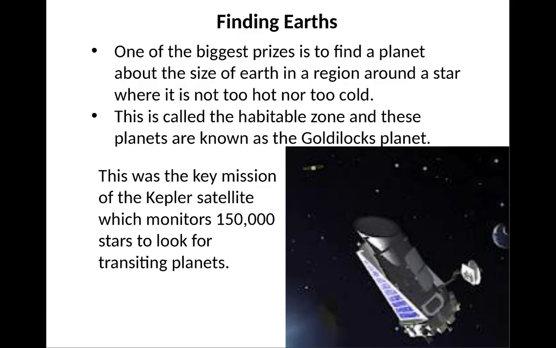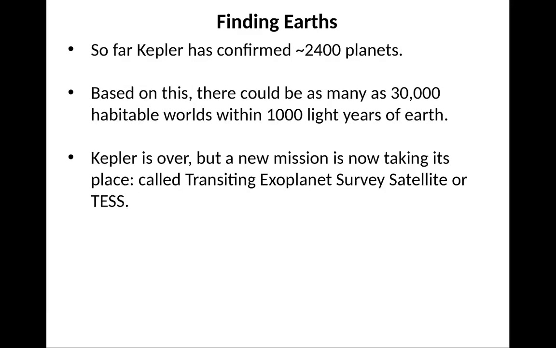One of the big surprises was finding a planet roughly the size of Earth in the region around the star which is not too hot nor too cold. It's called the habitable zone, and these planets are known as Goldilocks planets. This is a key mission of Kepler, which monitors 150,000 stars to look for transiting planets. It has found about 2,400 planets, and based on this, there could be as many as 30,000 habitable worlds within 1,000 light years of Earth. Not to say that Kepler found 30,000, but based on these results, we can estimate how many habitable worlds there are.